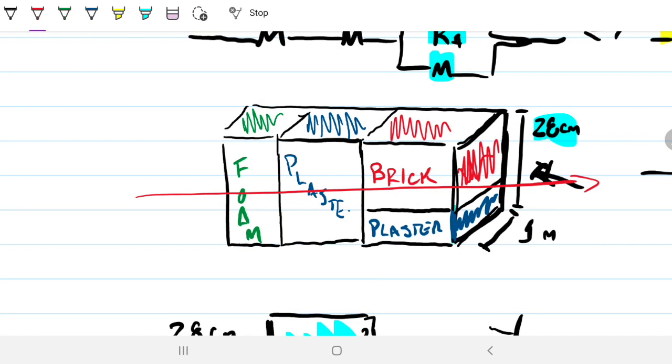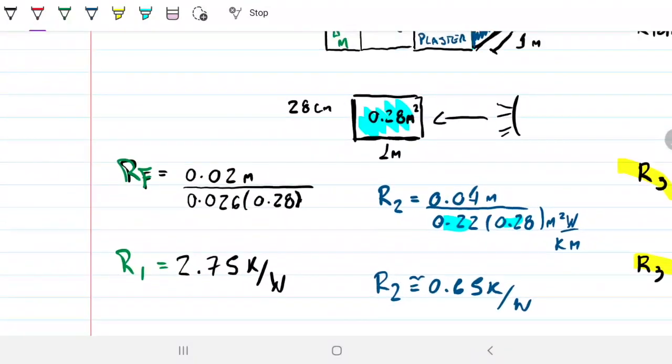But this little guy is not the whole wall. This is just a part of the wall, right? And in fact, this is only 0.28 meters squared when the actual wall has 20 meters squared. So there's a couple ways we can go about this now.